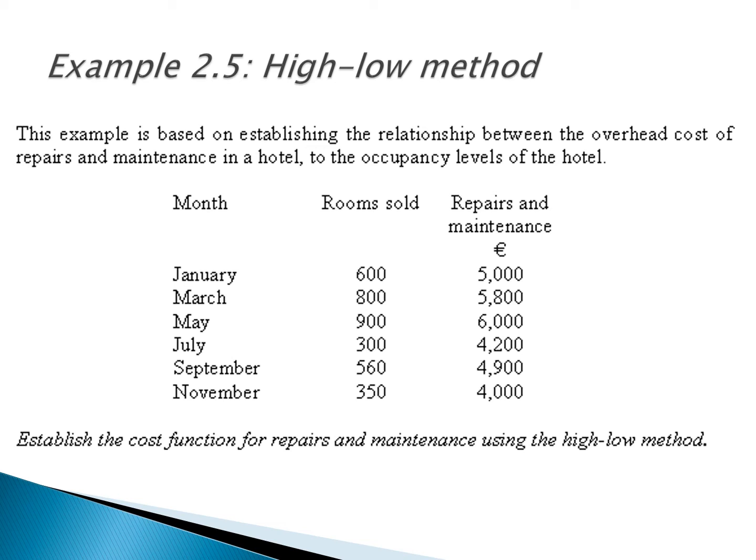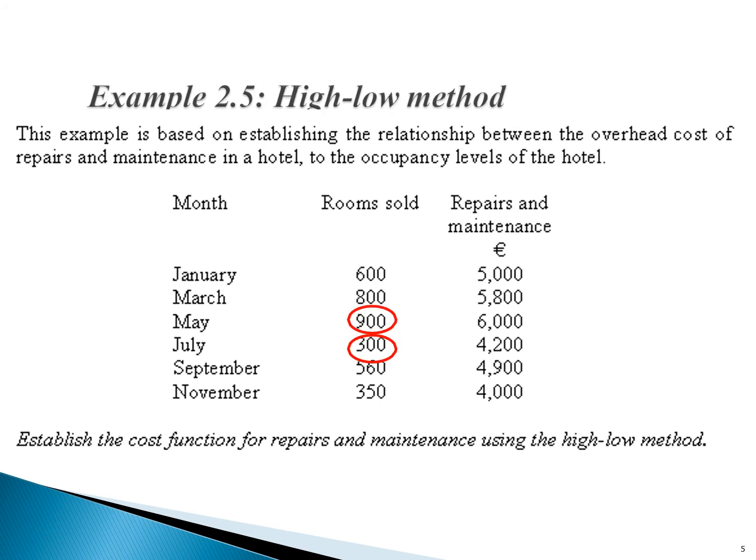So step number one says we need to pick out the highest. So that looks like May. May is the highest, so that's the 900 here. That's the highest, and then pick out the lowest. So July is the lowest. Okay, and we then need to establish our cost function. So we've got our highest and our lowest, and we also need to record the costs for these points. So at 900 rooms sold, the maintenance cost was 6,000, and in July at 300 it was 4,200.